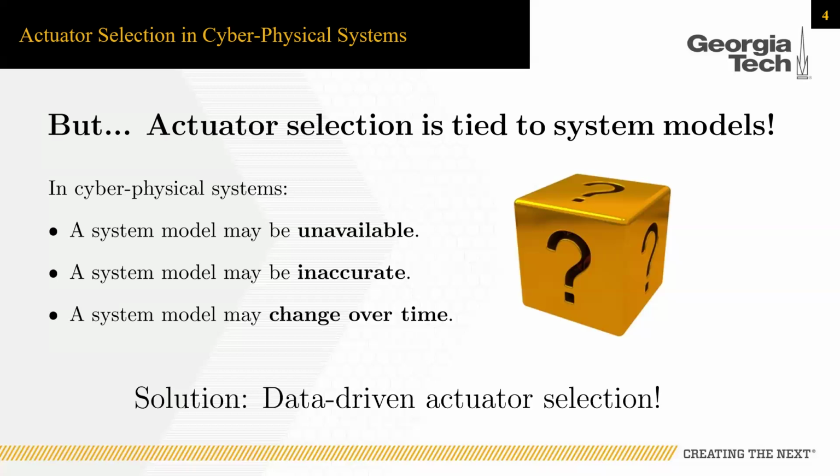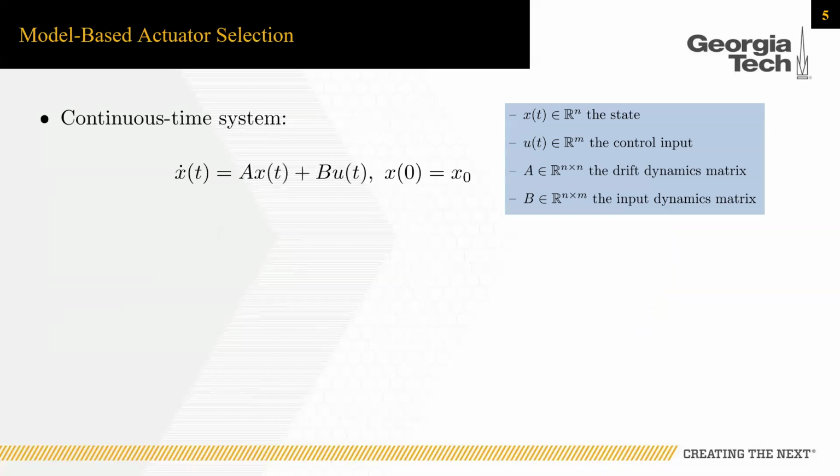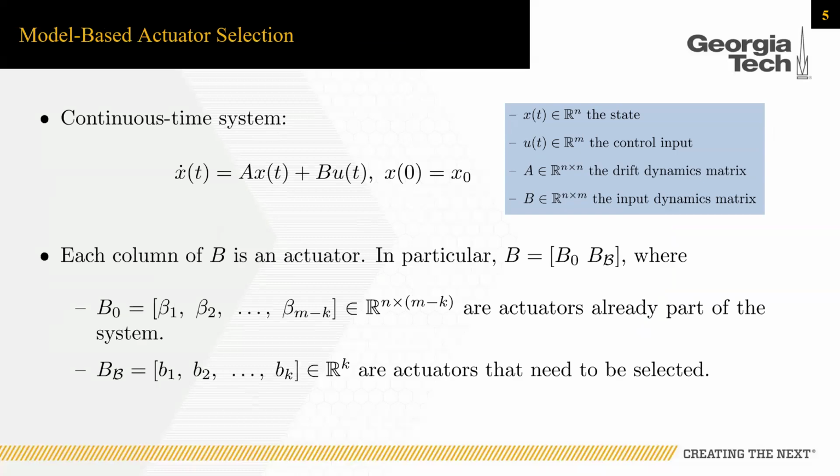Okay, so the solution: data-driven actuator selection. Let's go again to our 101 linear system class. We have x dot equals Ax plus Bu. You will see that A and B will be unknown, but for now, let's give a system so we start slowly building on that. X is the state, U is the control, and A and B are the plant and the input dynamics matrices. Remember that every column in B is an actuator. Remember before, these little toys are actuators, so every column in B is an actuator.